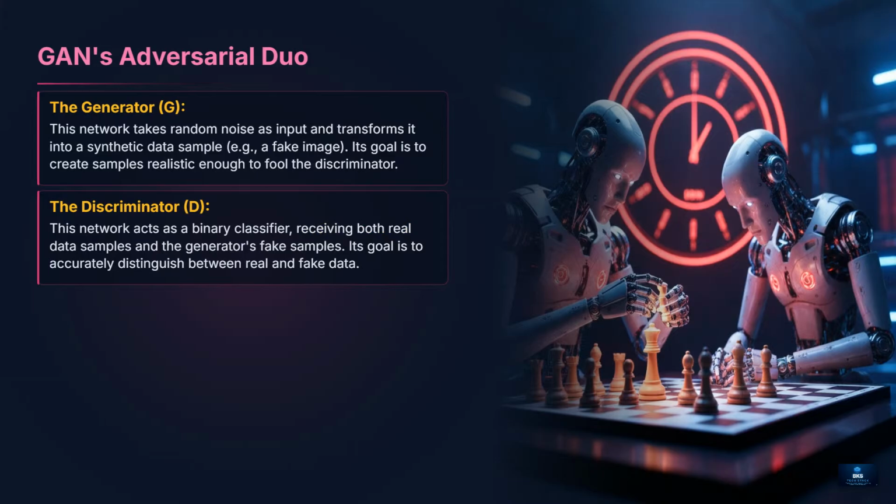The core of a GAN is its adversarial duo, the generator and the discriminator. Think of the generator as an artist trying to create the most convincing forgery. It takes random noise and turns it into something that looks like real data. The discriminator, on the other hand, is like a detective trying to spot the fakes.